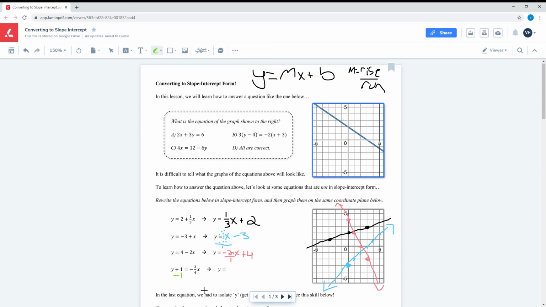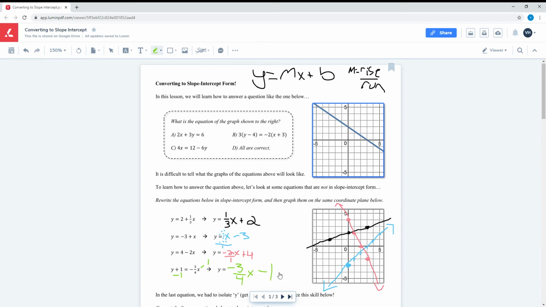Now, the key thing I want you to remember in my class is what you do to one side, you have to do to the other side of this equation. So we -1 here, we -1 here, and what that comes out to is y = -3/4x - 1. So there is our slope-intercept form. Look how beautiful that looks. And now we can actually plot it.